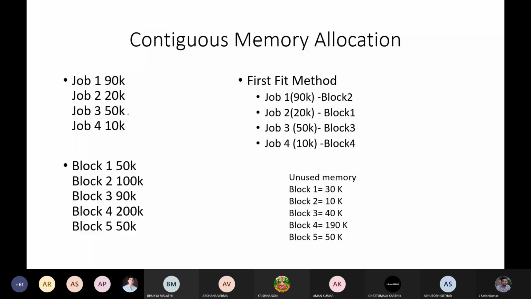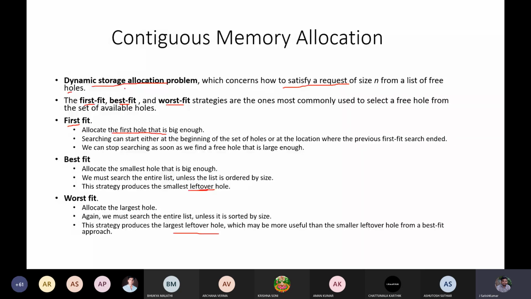Let us say that we have job 1, job 2, job 3, and job 4. Job 1 requires 90 kilobytes, job 2 requires 20 kilobytes, job 3 requires 50 kilobytes, and job 4 requires 10 kilobytes. Now we have blocks: block 1 is 50 kilobytes, block 2 is 100, block 3 is 90, block 4 is 200, and block 5 is 50 kilobytes. First fit says that allocate the first hole that is big enough.